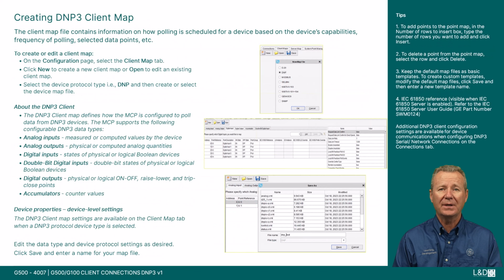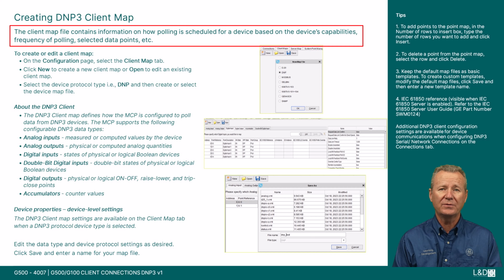The client map file is based on a specific protocol. Each client map specifies what information or data to be gathered from a device. The MCP polls for and retrieves information from a device according to a client map file. The map file contains information on how polling is scheduled for a device based on the device's capabilities, frequency of polling, selected data points, etc. You can use these default client maps or customize them for your system requirements. Once you create a client map file, it becomes available to select on a configuration page when assigning device connections.